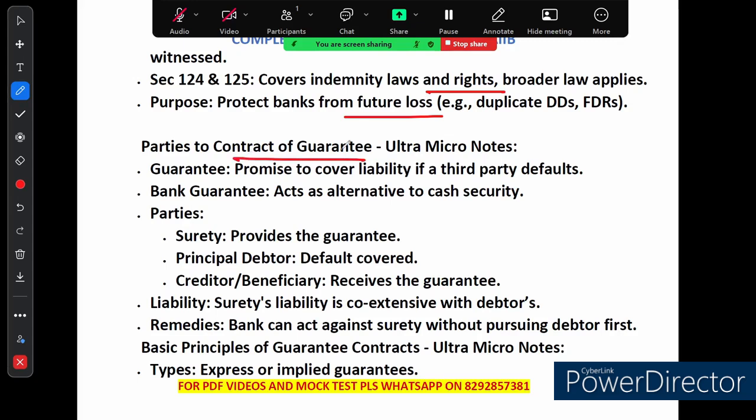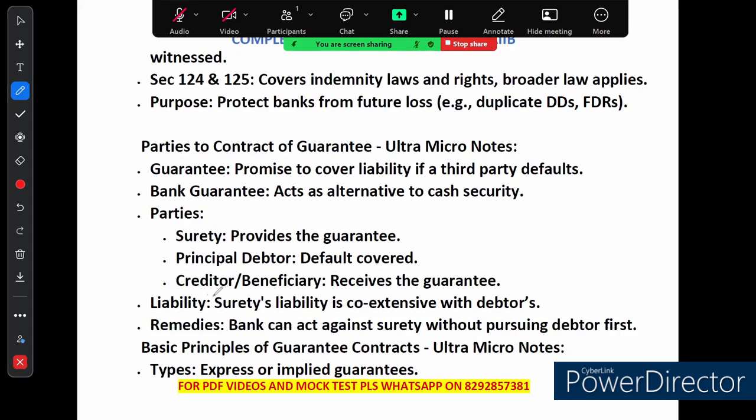A guarantee is a promise that if a third party can't pay, someone else will pay. A good example is a bank guarantee, where it acts like security instead of cash. Now, there are three parties. The first is the surety, who gives the guarantee. The principal debtor, who owes the money. And lastly, the creditor, or beneficiary, who receives the guarantee. So the surety provides the guarantee, the creditor receives the guarantee, and the principal debtor, in default, is the one who owes the money.